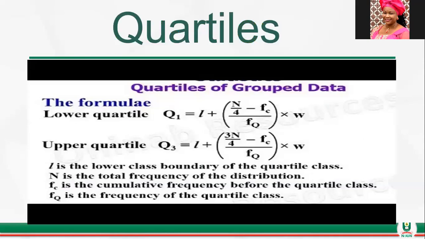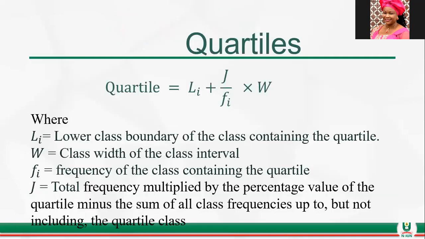If you look at the next slide, you have the quartiles. That's the formula to calculate the lower quartiles and the formula to calculate the upper quartiles. Remember, I told you that you stick to your course guide. So because of that, I'm going to use the explanation in your course guide to illustrate how you can put the quartiles. Let's look at what we have in our course guide on page 95. The quartiles formula is equal to Li, which means the lower class boundary of the class containing the quartile.